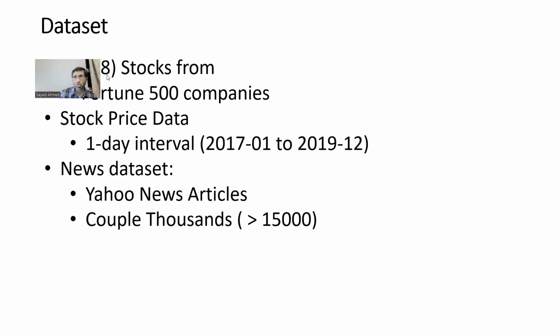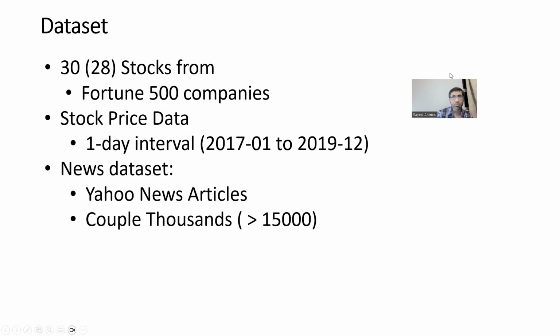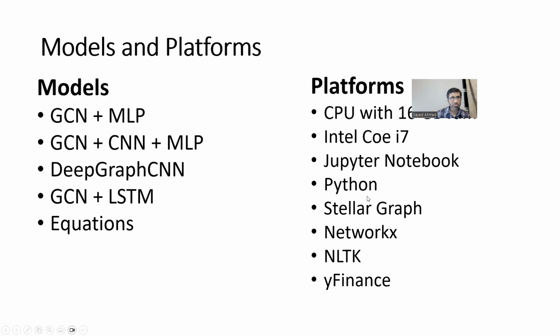So for the dataset, as I told, I used the yfinance module to scrape data from Yahoo, Fortune 30, actually 28, with closing prices for 2 years, and the news dataset stored in Kaggle, but from Yahoo news articles.